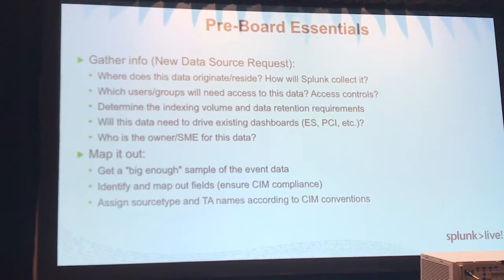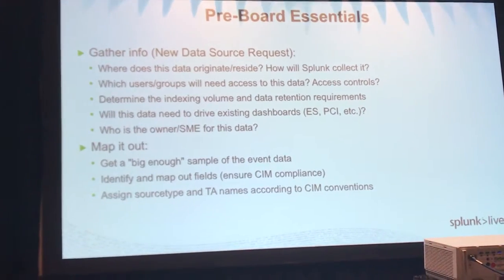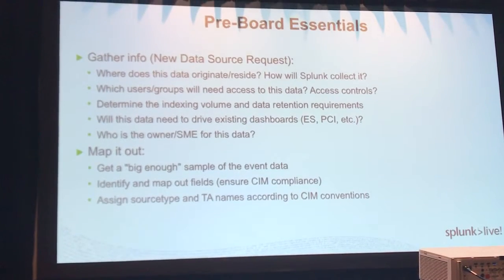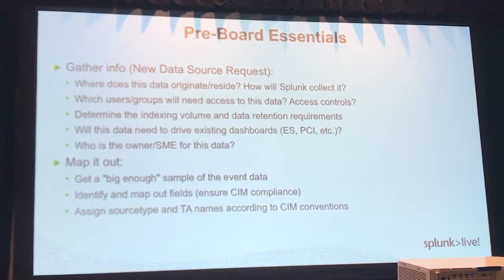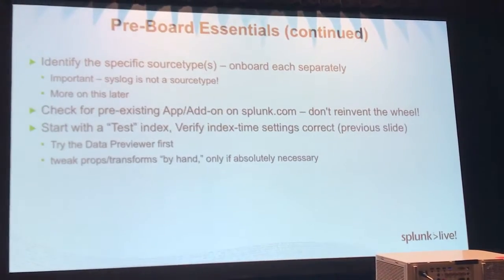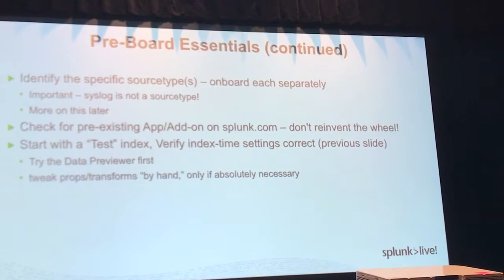You also want to make sure you get a big enough sample of the data. Don't get 2 or 3 events and then go, wow, that's great, and then it turns out every once in a while there's a multi-line event. Get that now. So make sure that the data sample you get is representative of the variety that you would see. And then identify and map out the fields. The common information model, I think we possibly are going to be skipping over that, but the common information model is key.